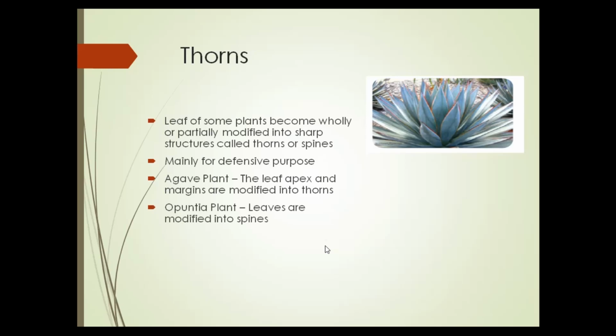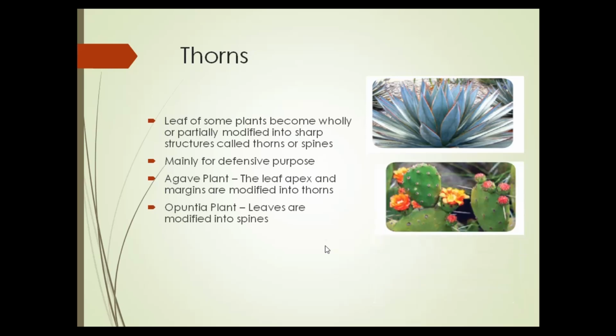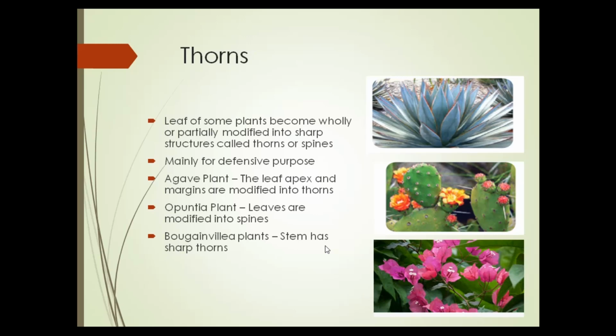Opuntia plant leaves are modified into spines. See here, the green structure here is not the leaf but the stem. The spines that you see are nothing but the leaves of this plant. Bougainvillea plants have stems with sharp thorns. I think this is a plant that we have seen as wild growth in many places. It has different nice colored flowers, but they have sharp thorns.